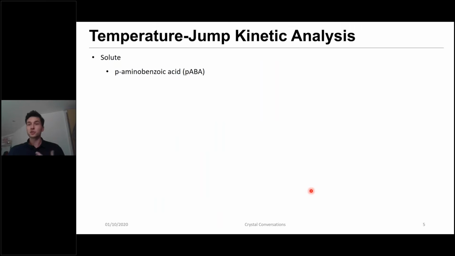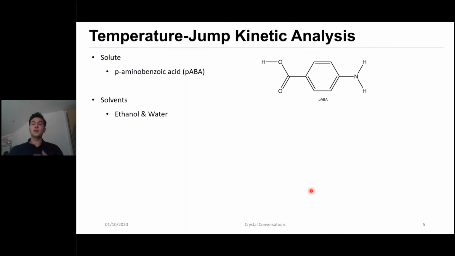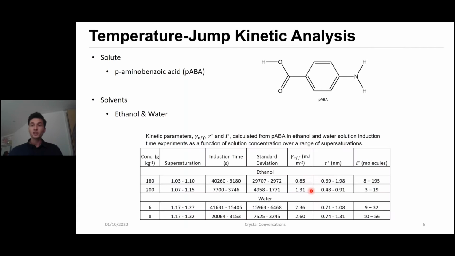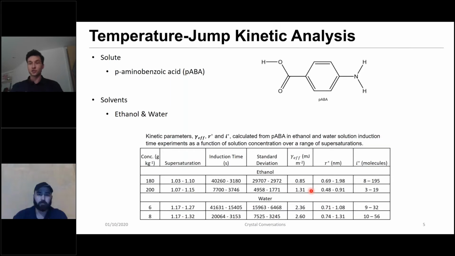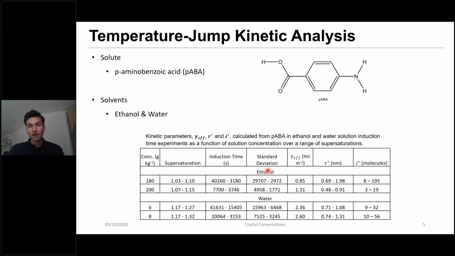If we take a model system such as para-aminobenzoic acid, it's a nice model to use. It has 3 distinct functional groups. It's a good model pharmaceutical compound, for instance, and we use very common solvents, ethanol and water. Using this temperature jump method, we can get data such as this. For ethanol and for water, over different concentrations, we can alter the supersaturation, we can determine induction times, and we can determine these parameters that I talked about earlier.